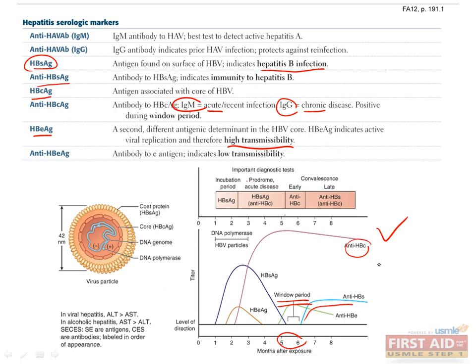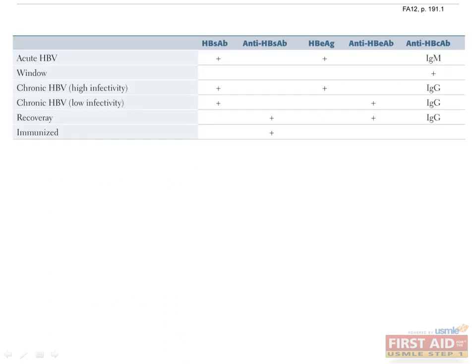This is the only time when a person infected with hepatitis B virus will not show hepatitis B surface antigen in their blood. So let's go through the next table, which tells us which serological markers to expect depending on what type of HBV infection a patient has. Start with a patient who has acute hepatitis B virus. What serological markers would you expect?